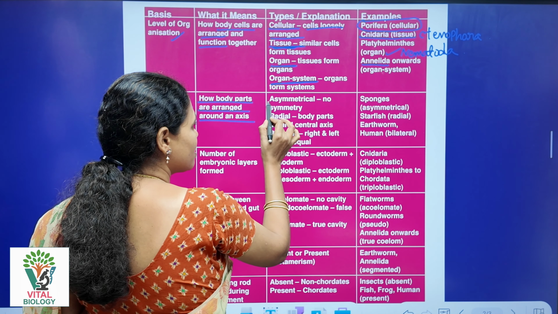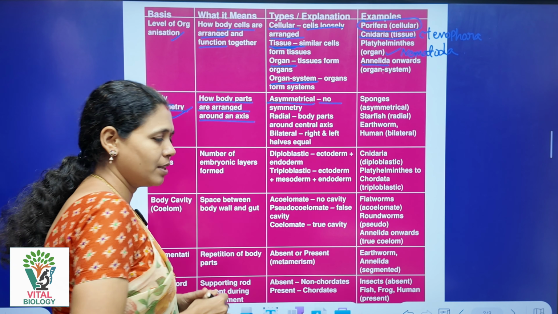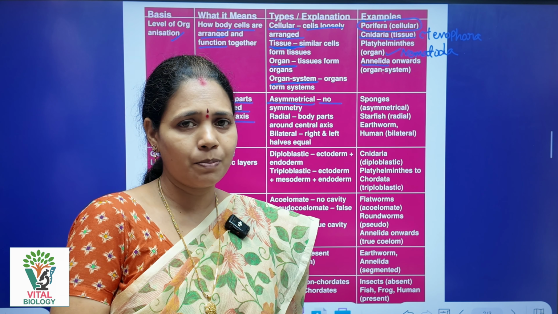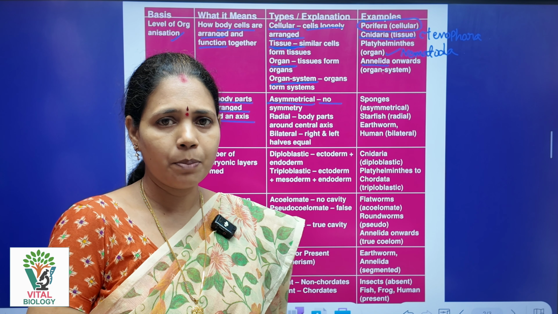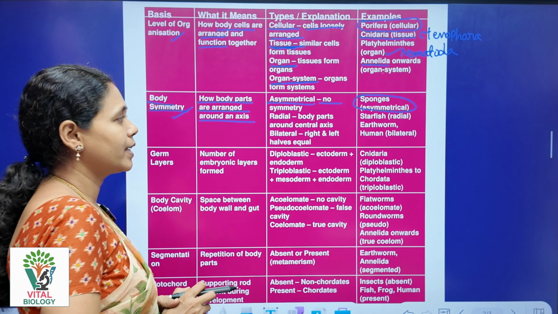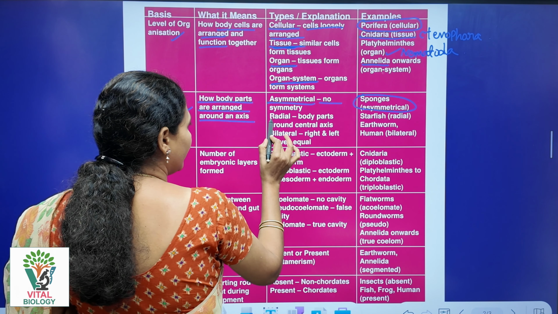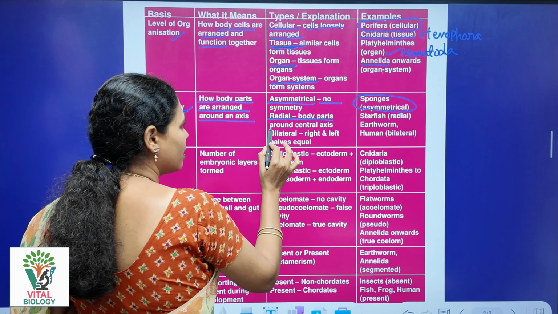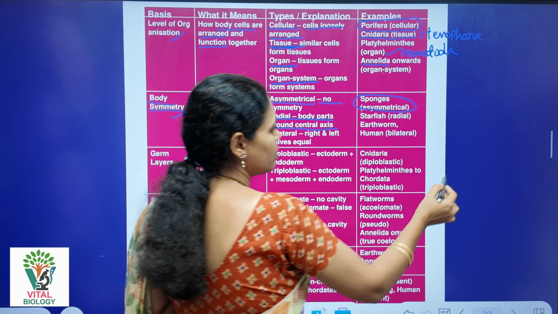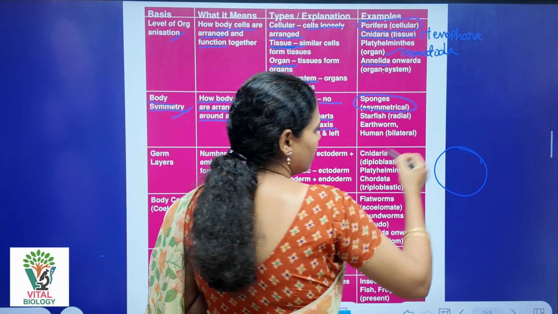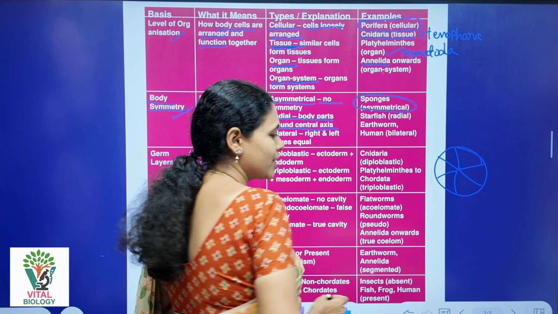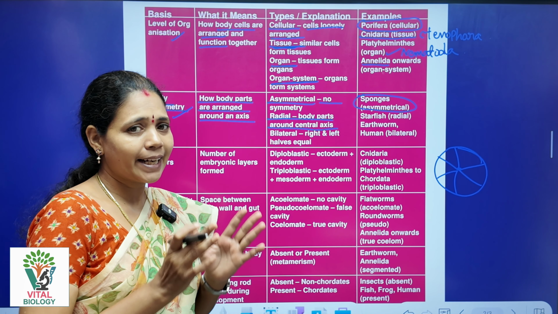Some of the organisms don't show proper arrangement, that's why they are described as asymmetrical organisms. Asymmetry, absence of symmetry, means there is no proper arrangement of body parts. For that, again the sponges or the poriferans come as an example. Next, radial symmetry, where the body parts are arranged around a central axis. Suppose the organism is circular, from center to periphery, in a radial manner the body parts are arranged. Such an arrangement is called radial symmetry.